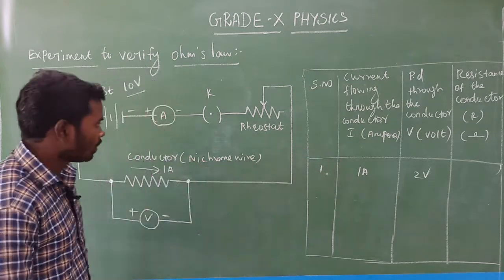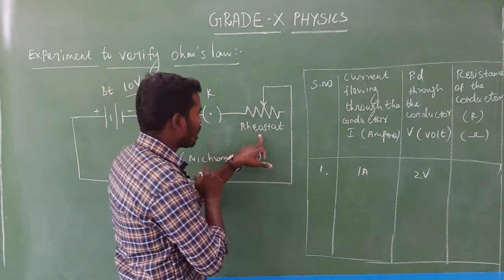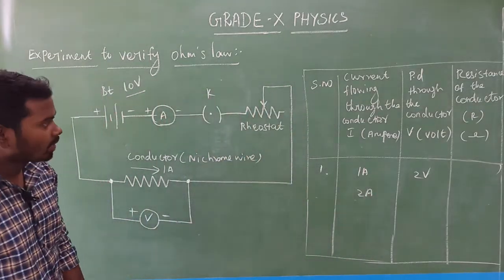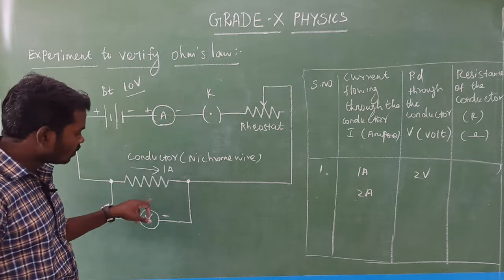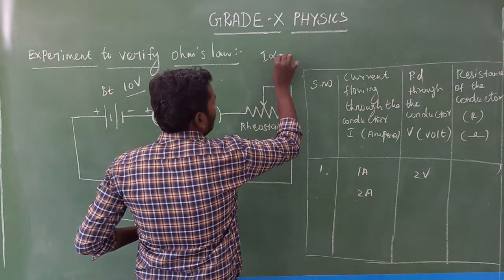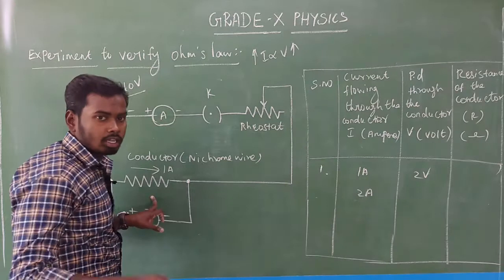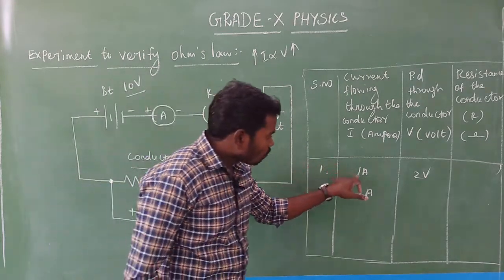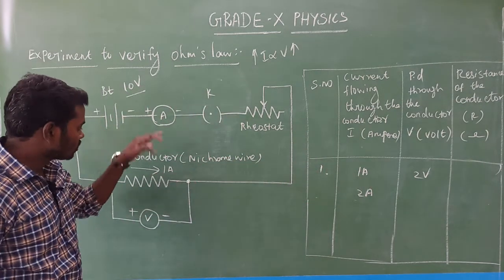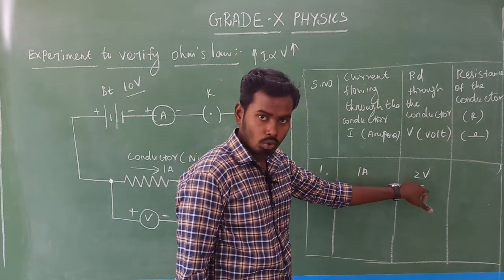Is it clear? Next, again adjust this rheostat. You set the current value in the ammeter, that is 2 ampere. Correspondingly the voltage value should increase. Am I right? Because that is Ohm's law. I is directly proportional to V. So if I increases, V also should increase correspondingly. So when 1 ampere current is allowed through this conductor, the potential difference value is 2 volt.